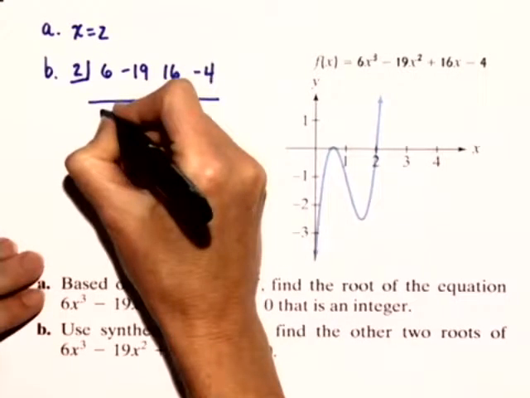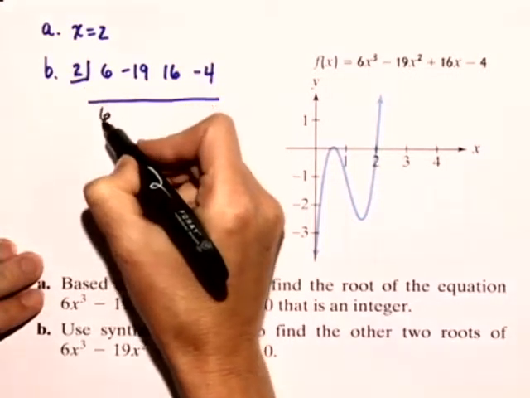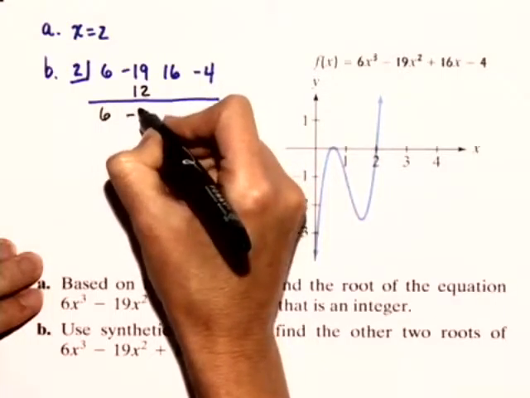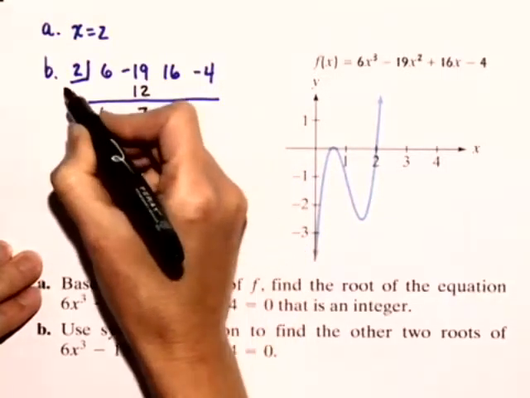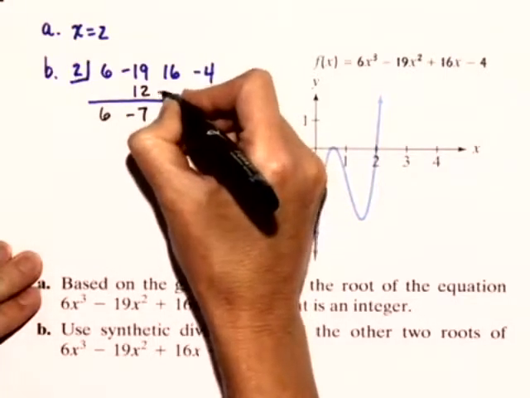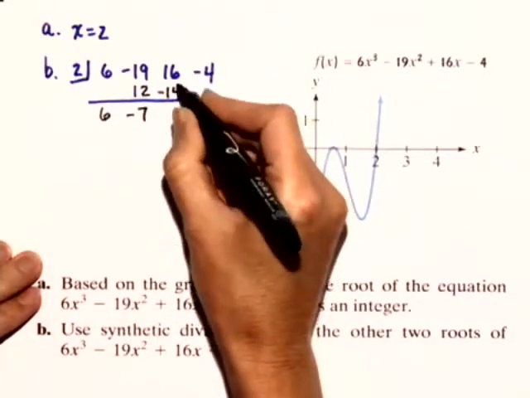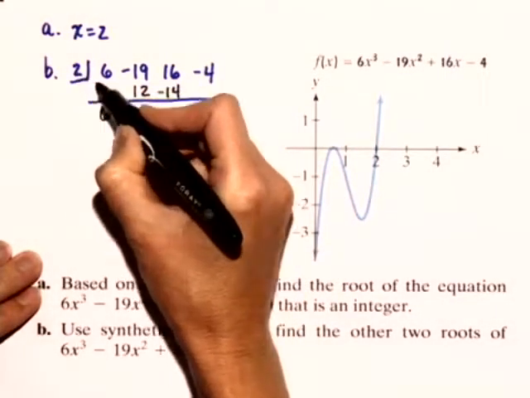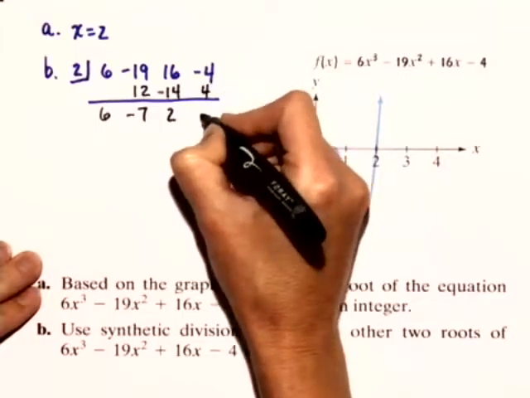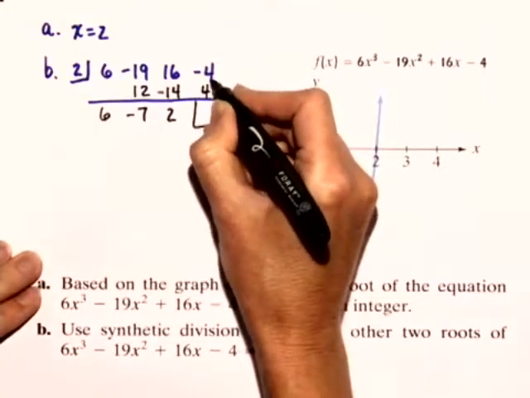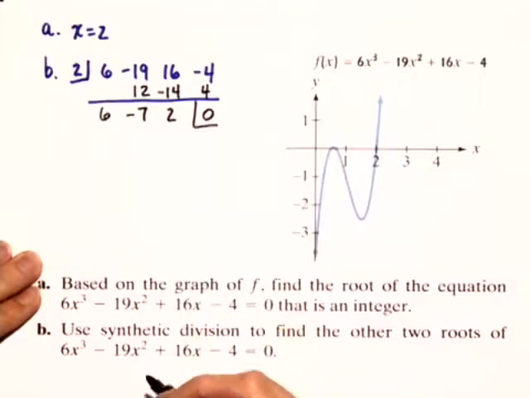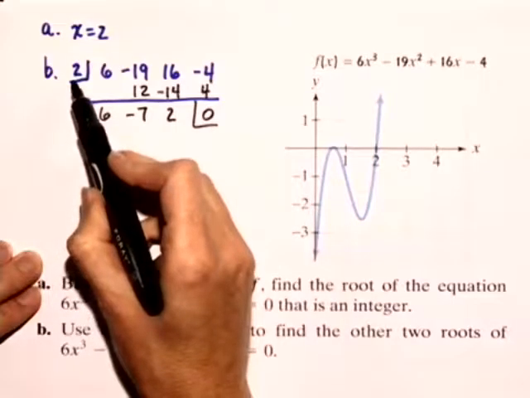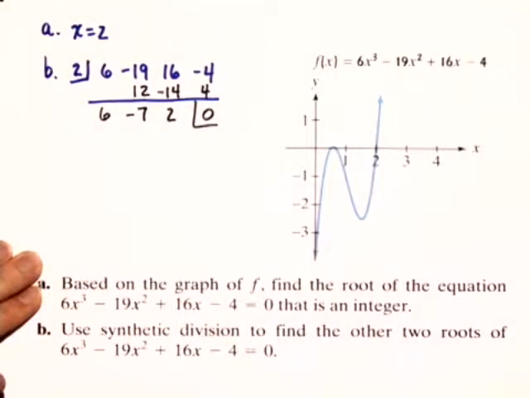and then we multiply. 2 times 6 is 12. We add negative 19 plus 12 is negative 7. Then we multiply. 2 times negative 7 is negative 14. We add 16 plus negative 14 is 2. We multiply 2 times 2 is 4, and our remainder here is negative 4 plus 4, or 0. We knew that 0 would be the remainder because x equals 2 is a root to our original function.